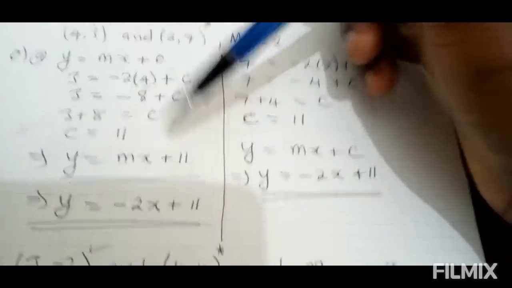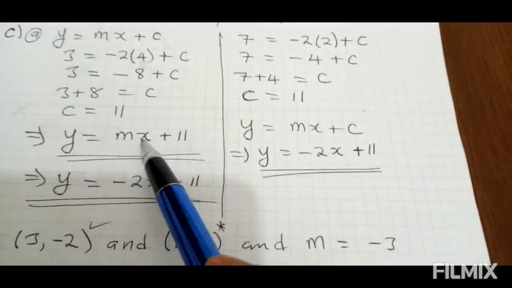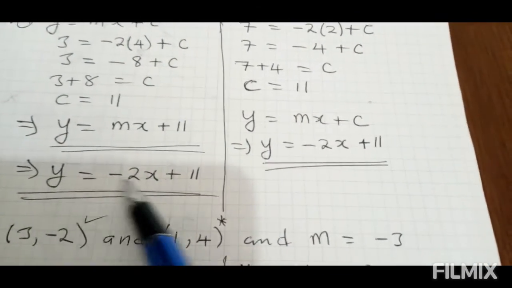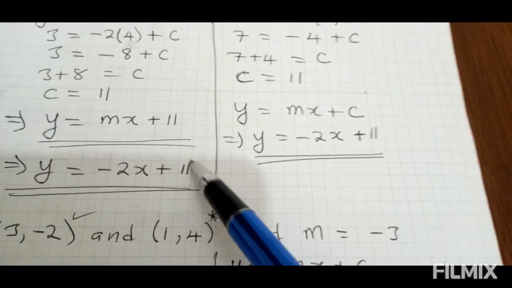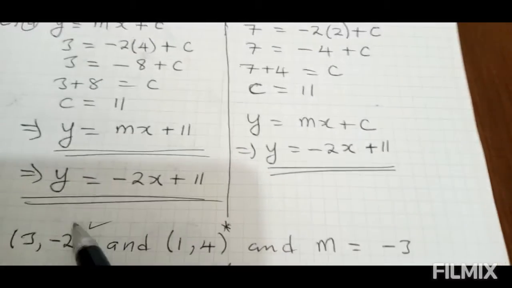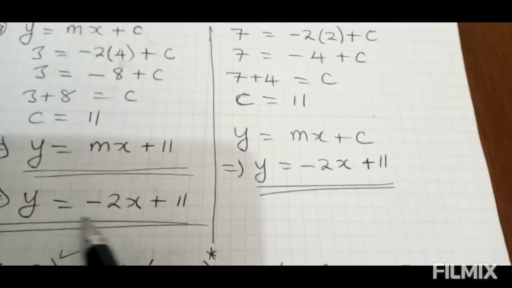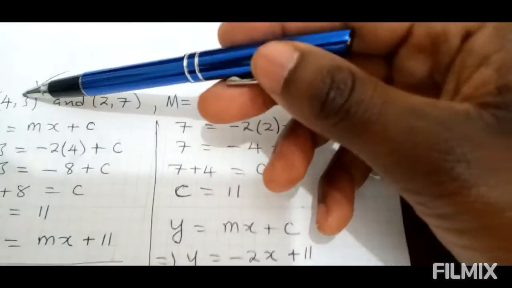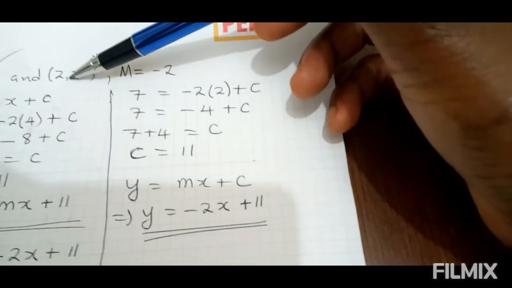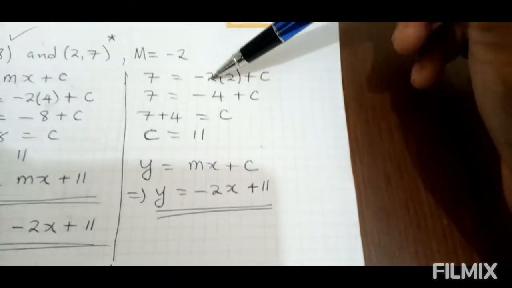That's the y-intercept. So y is equal to mx plus c. What is the gradient? It is -2. Then the y-intercept c is 11. So the equation of the straight line is y equals -2x plus 11. Oh, this is the same equation. We pick this point, or we can pick this one if we choose, 2, 7. So y is 7. The gradient is still -2.